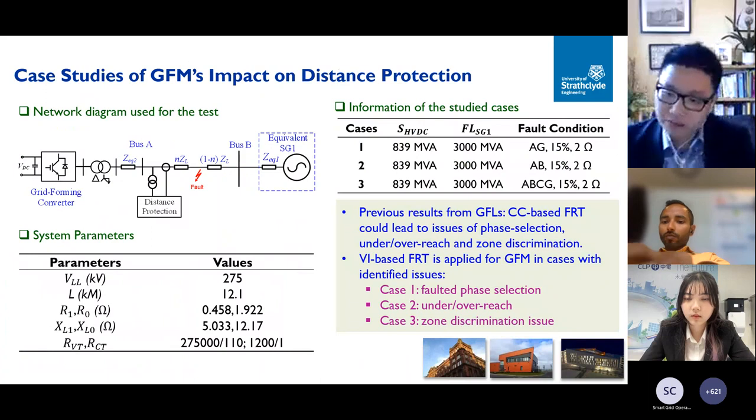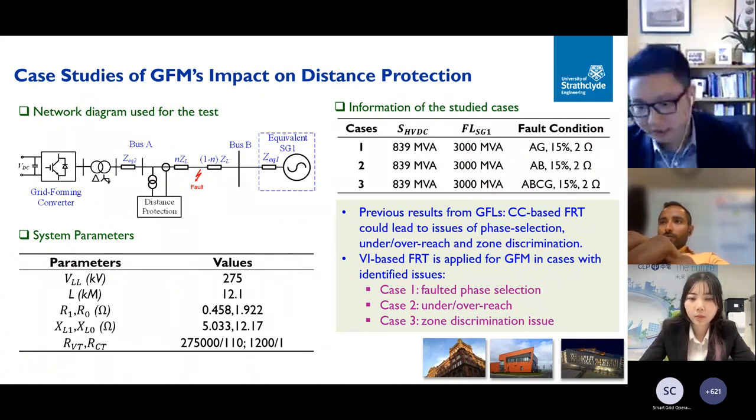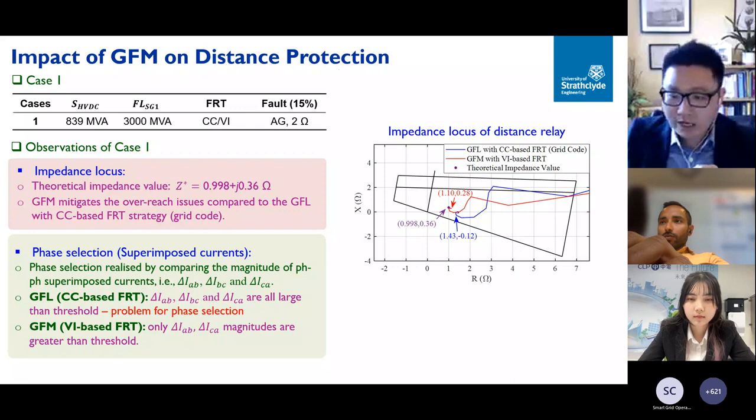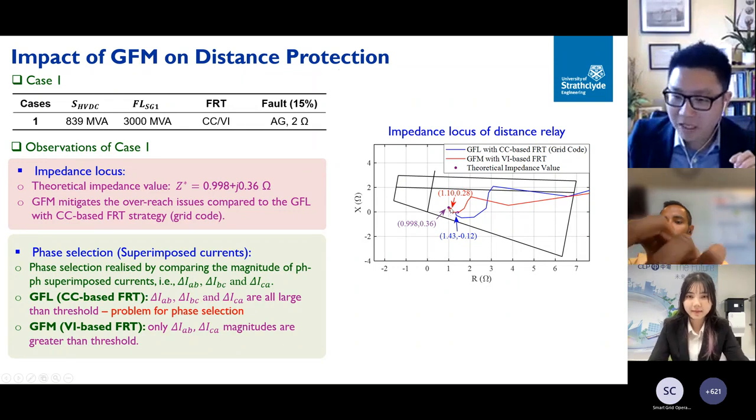So what we have done is, using this new control, pick out the three cases previously and compare what difference it will make. You can see here, the red line is the grid forming, the new control, and the blue line is the old control. You can see that the new control leads to the locus being much closer to the fault point.